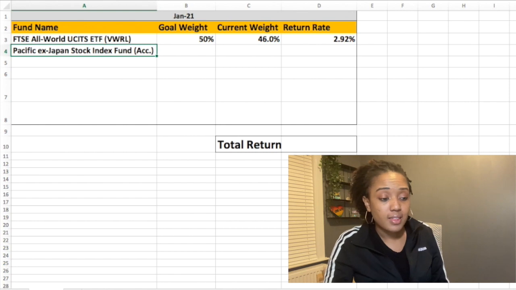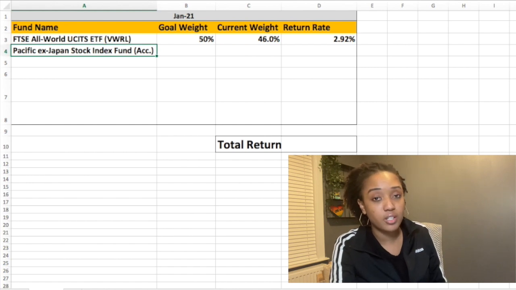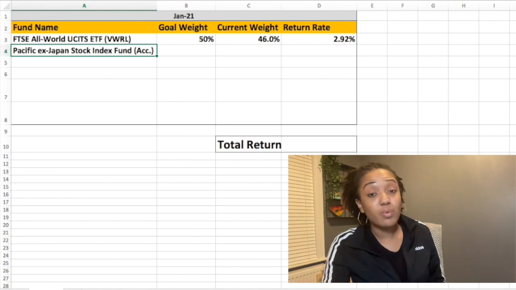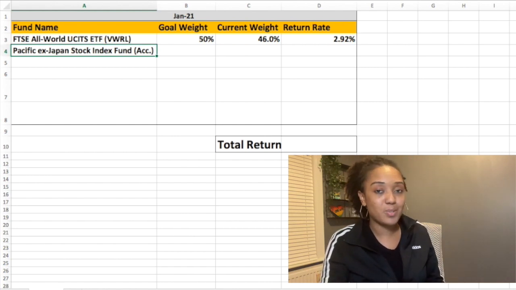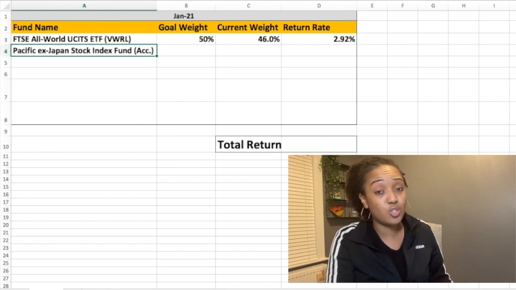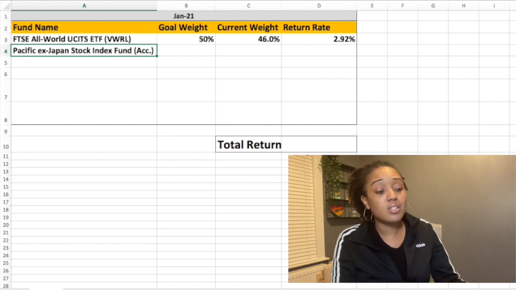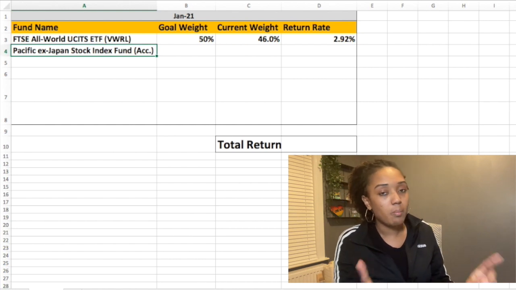So the next fund that I have in my portfolio is the Pacific Excluding Japan Stock Index Fund. And it's an accumulation fund, which means that when dividends are paid, it's just automatically reinvested into your investment. So I love this fund, and I love this fund because I really do think we need to watch out for Asia. I recently read a few articles speaking about the Asian stock market and how it's projected to overtake the rest of the world in many aspects. And I fully believe this. I think this is the direction that we're heading in. So this is one of my favorite ones, and I may eventually increase this fund and decrease a few other funds, but watch this space for that.